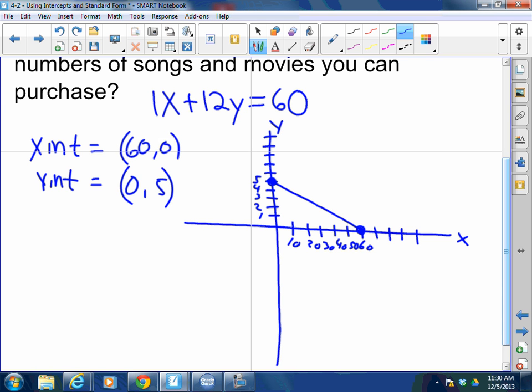Now, how many combinations can you have? Well, guess what, guys? Anything on this line could be a combination. Anything on that line is a possible combination.